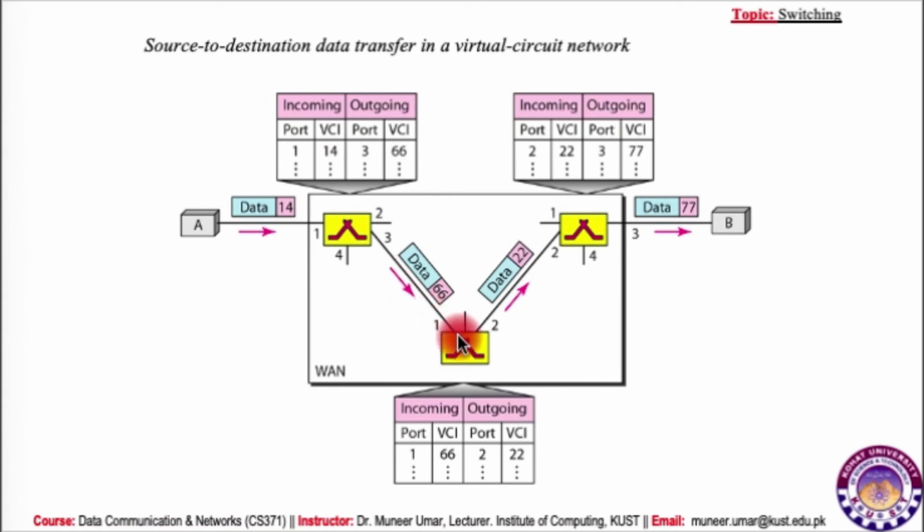Again, this switch will look into VCI 66 having port number 1, and it would choose port number 2 as an output port and will change this VCI from 66 to 22. This process creates a virtual circuit, not a real circuit, between the source and destination.